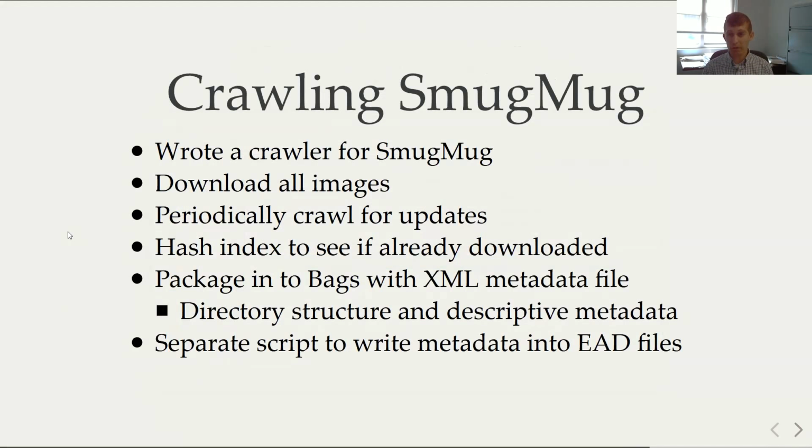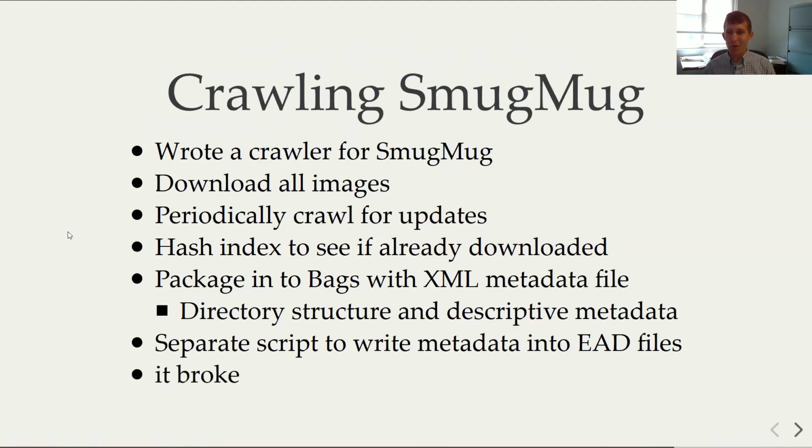For SmugMug, we wrote a crawler. In Python, again, we used the requests library to download all the images, and there were hashes in the actual API, so we can both compare them to the images and store those hashes. When we go back to crawl again, we can compare against what we already have. And we package them in the same bag structure with the same XML file, pulling out that descriptive metadata as well. And then we had a separate script to write the metadata into our EAD files.